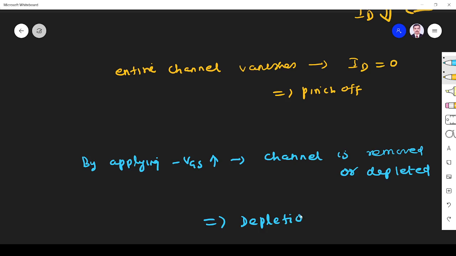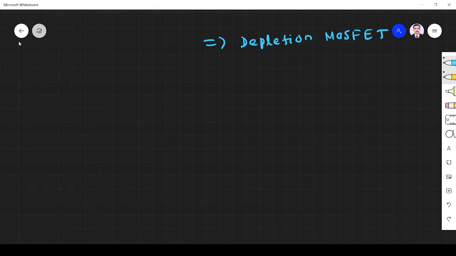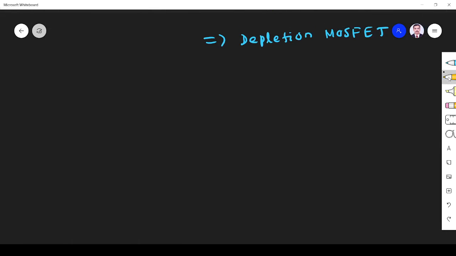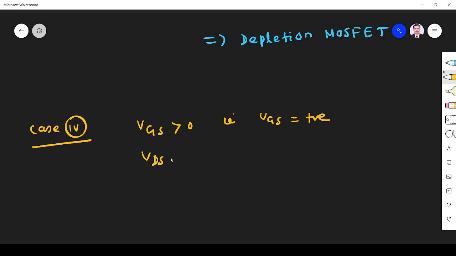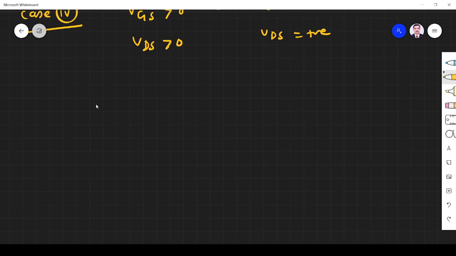Right? Initially the channel was present. By applying this negative VGS, the channel is depleted. This is called depletion MOSFET. This is case 3. Okay, next one is case 4. What are we going to do? In case 4, we make VGS positive and VDS is also positive. So under this condition, what will happen? Whatever happened in the earlier case, that will happen in the opposite direction. Let us see.